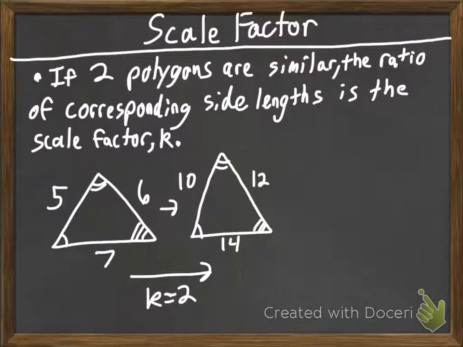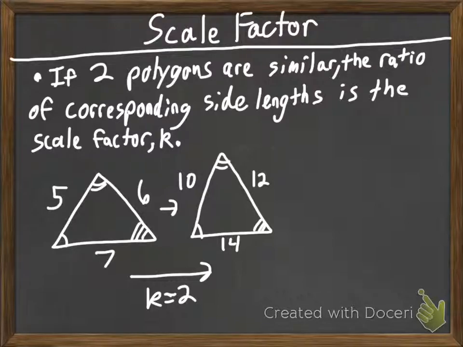We also have this thing called the scale factor, just like we did with dilations. In fact, dilations are a form of similarity. If two polygons are similar, the ratio of corresponding side lengths is the scale factor K. So we have this scale factor that tells us what happened.